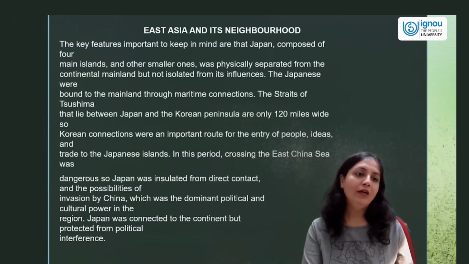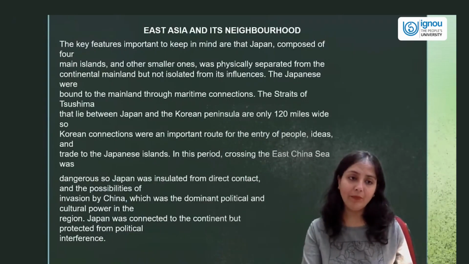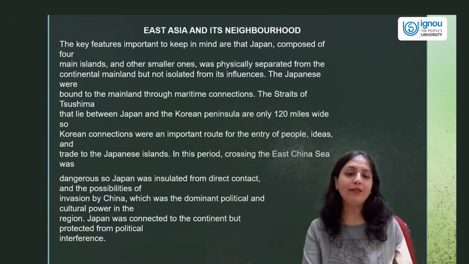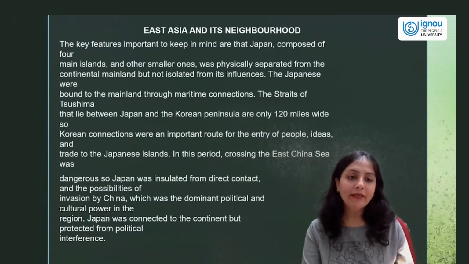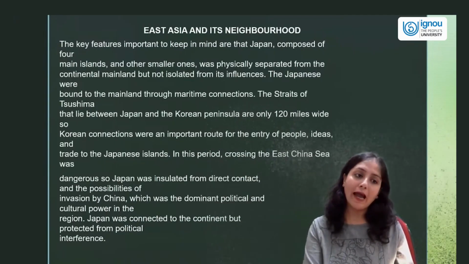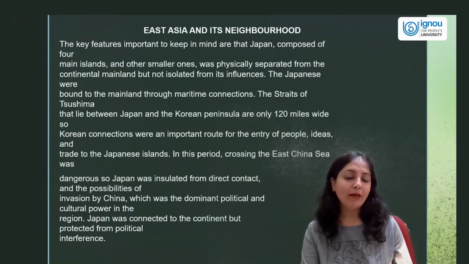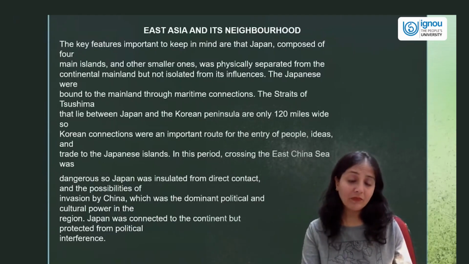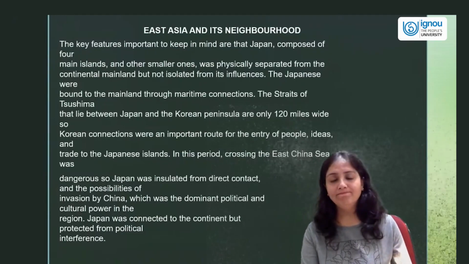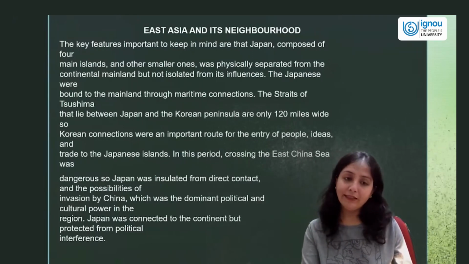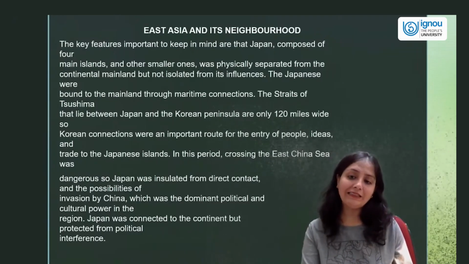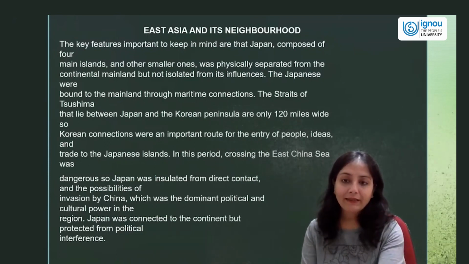The straits of Tsushima, which lie between Japan and the Korean Peninsula, are only 120 miles wide. So Korean connections were an important route for the entry of people, ideas, and trade to the Japanese islands. The connection of Japan with Korea, with other islands, and with China. In this period, crossing the East China Sea.